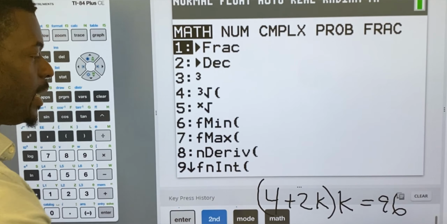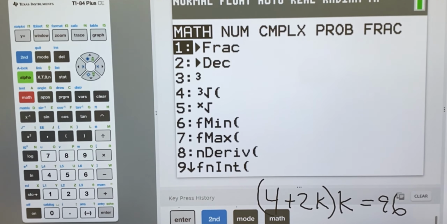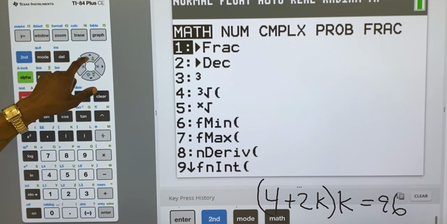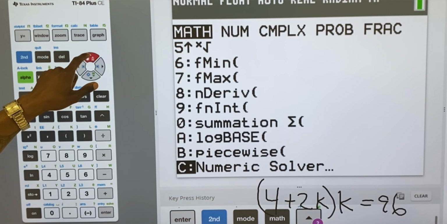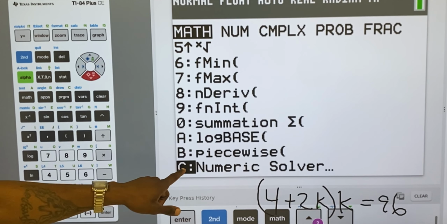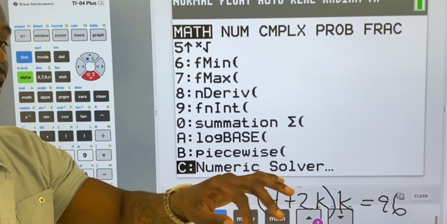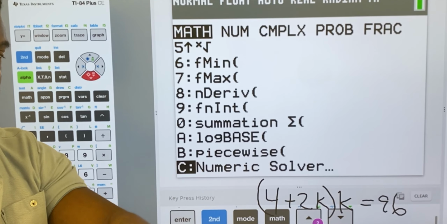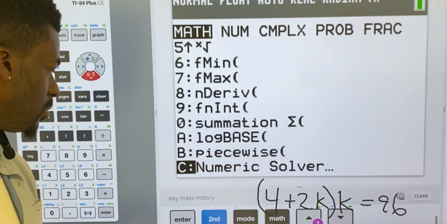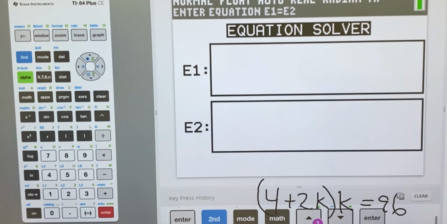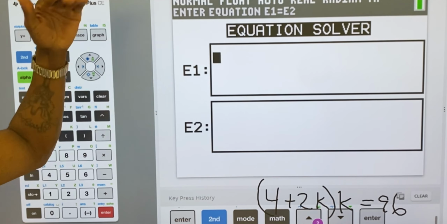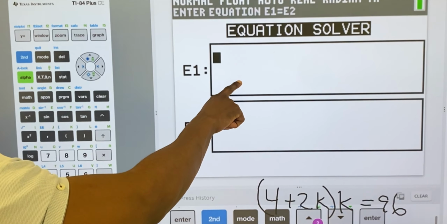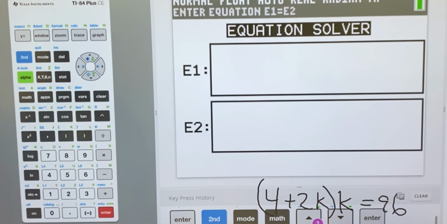Now, if I have this situation here, I'm in math. You can go down or you can press the up button. You'll get there faster. See this here, numeric solver? Your calculator is going to say equation solver. Do y'all see that? Okay. Press enter. Now mine looks more like the upgraded version of the calculator. I'm going to write it up here first, and then I'm going to tell you how to put it in yours.